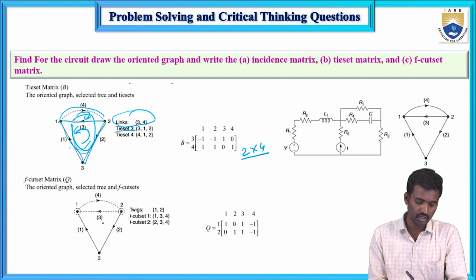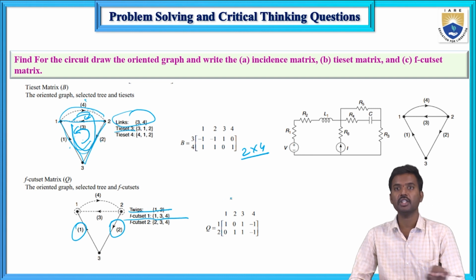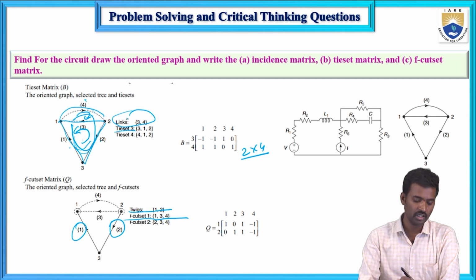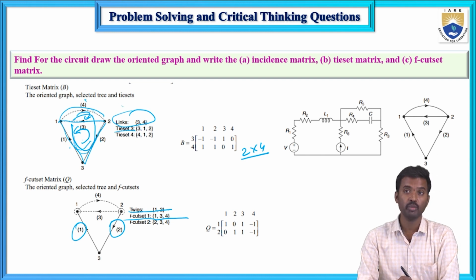And next, the F cut set. Here we considered 1 and 2 as twigs and 3 and 4 as links. So in the F cut set we consider only twigs. Number of twigs equals the number of F cut sets. In the case of the tie set matrix, the number of links equals the number of tie sets.